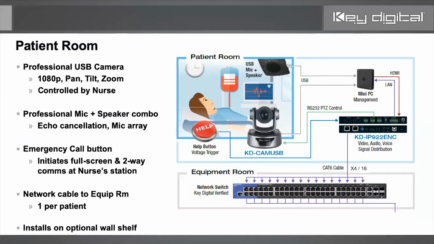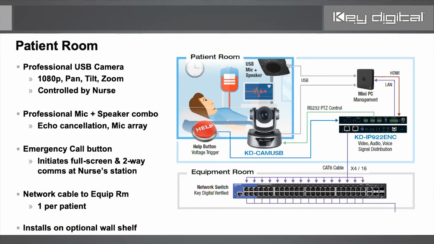From the patient room perspective, the patient has a help button. That help button uses a trigger that goes into our IP92 encoder. The encoder is always the one responsible for taking the sources, and the decoder, the DEC, is the one responsible for going to any monitors, or in this case, the multi-viewer.